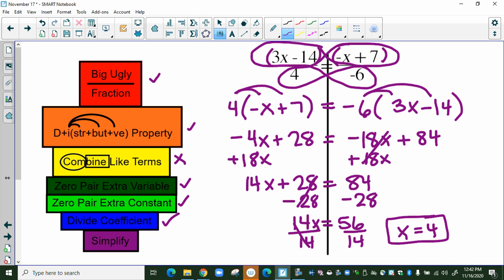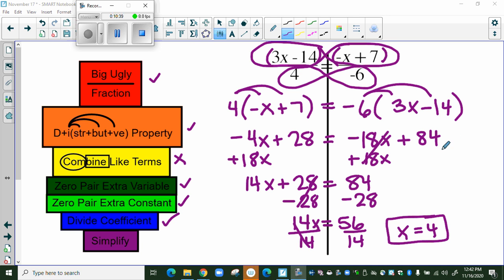Okay? So this, my friends, is how you solve the big ugly fraction. You rewrite it so that the fraction no longer looks like a fraction. We turn it into multiplication instead, and then we solve the way that we've always done it.